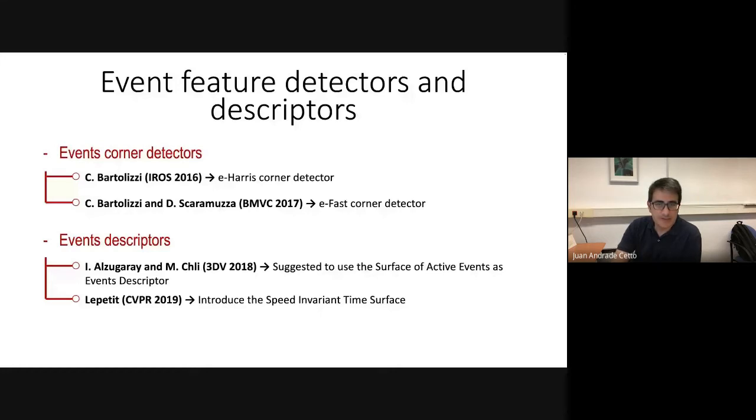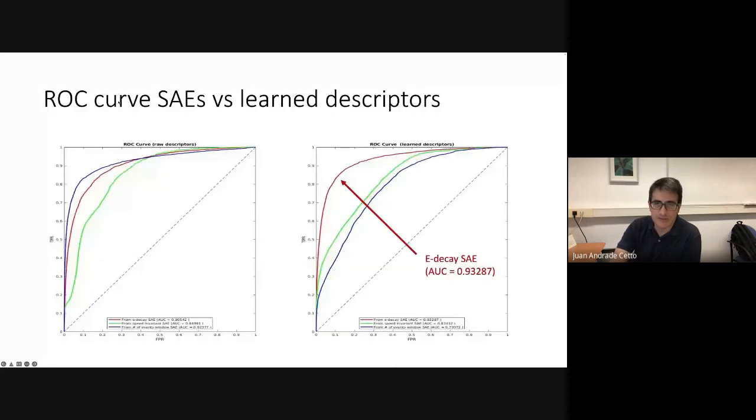This is also a representation of that using ROC curve of the learned descriptors compared to using simply the surfaces of active events. As you can see, we have a little bit better ROC curve characteristics using our events.